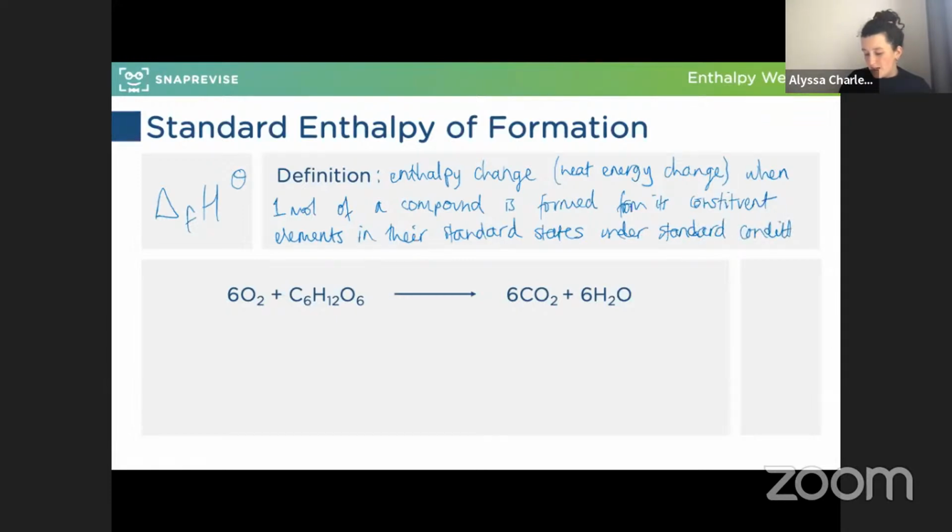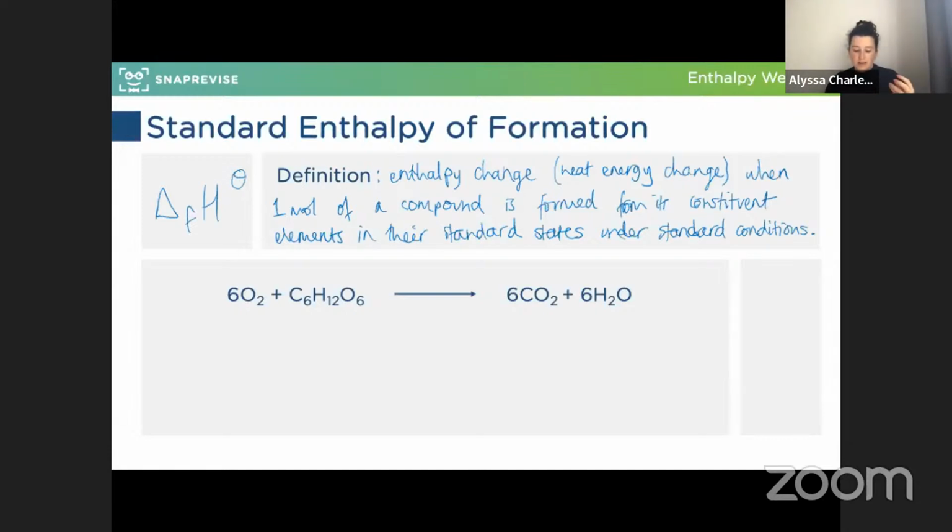And what I mean by that is, for example, oxygen is gaseous under standard conditions. At room temperature and pressure, oxygen is in the gas state, water is in the liquid state, nitrogen is in the gas state, chlorine is in the gas state, sodium is in the solid state, etc. So it's elements in whatever their standard state would be under standard conditions, room temperature and pressure.